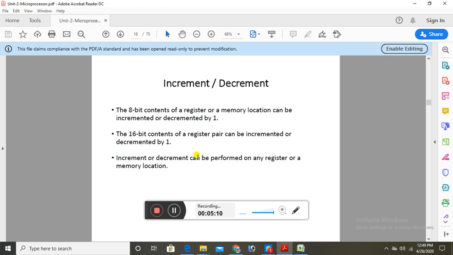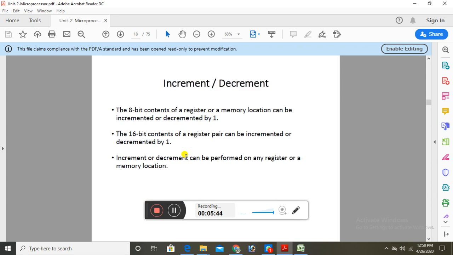Fine. Increment or decrement can be performed on any register or on any memory location. When dealing with a memory location, the register pair is used. When doing it with any register or the contents of a memory location, it will be 8-bit. Fine.